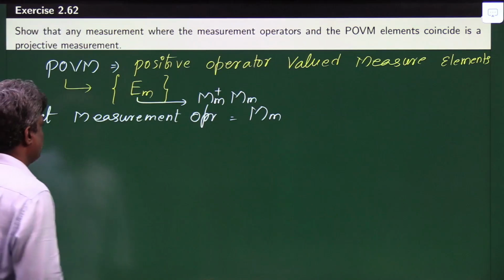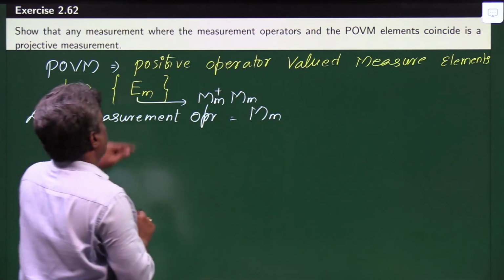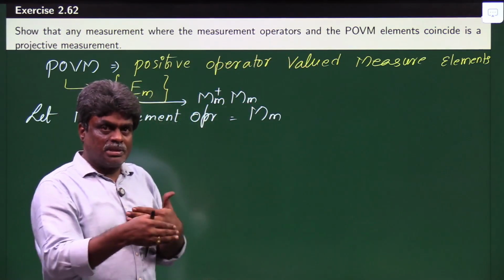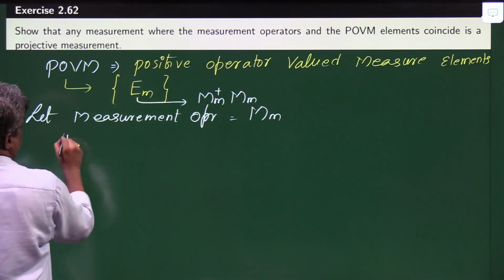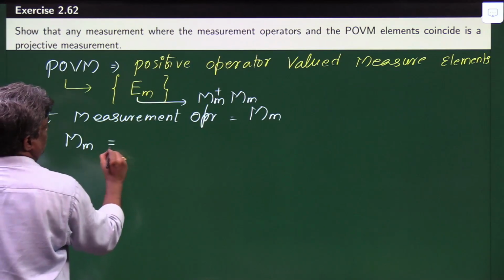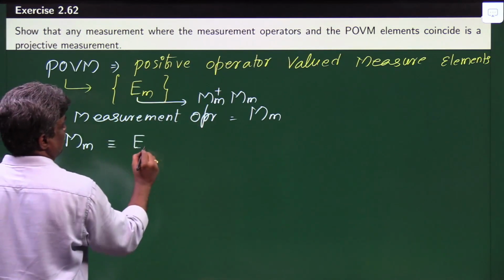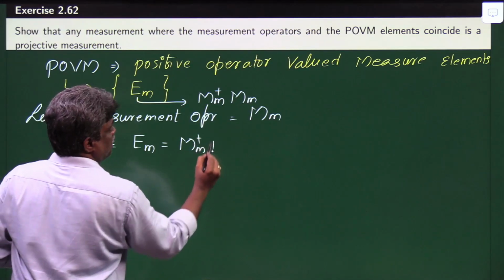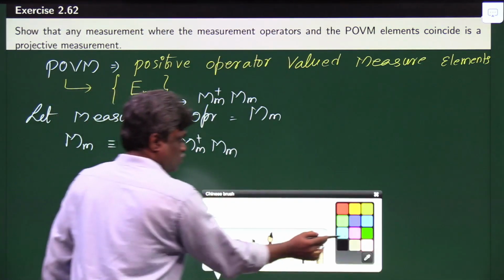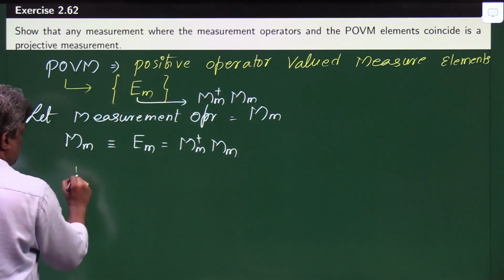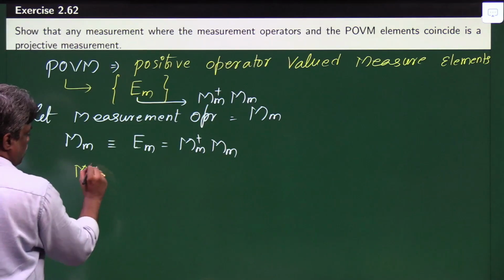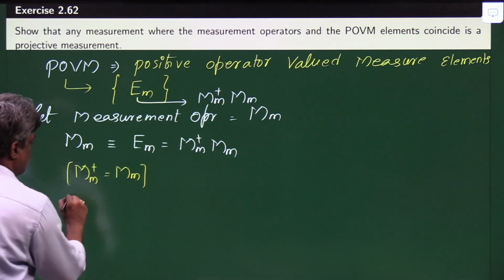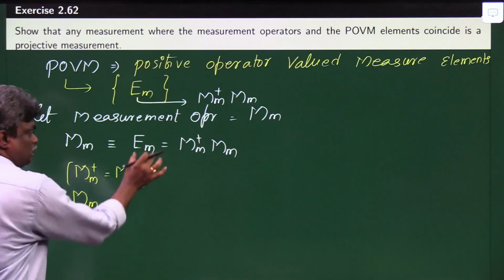Fine. So here what they are asking is, measurement operators and POVM elements coincide, that means equal. For example, if the measurement operator is equal to that POVM element, EM, but we already defined EM as MM dagger into MM. Here we have a positive operator, so that's why it will be Hermitian. So MM dagger equals MM.